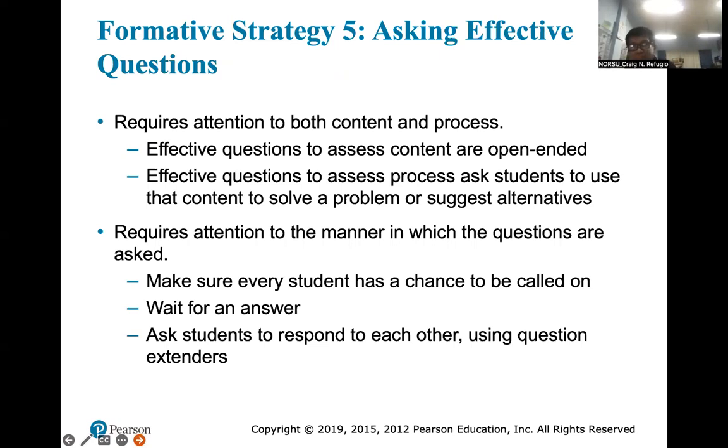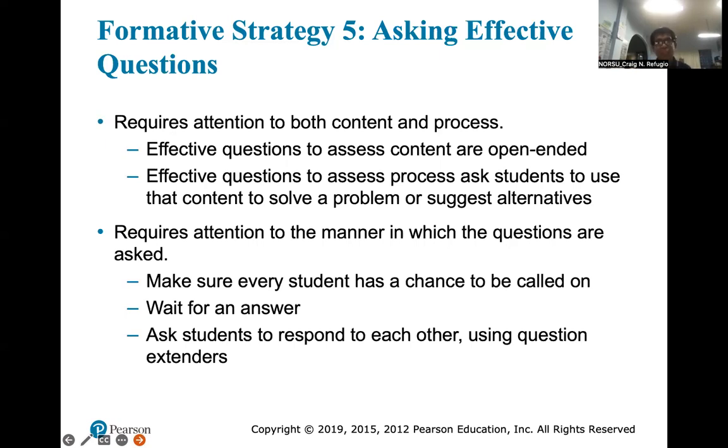Formative strategy number 5, asking effective questions. Require attention to both content and process. Effective questions to assess content are open-ended. Effective questions to assess process ask students to use that content to solve a problem or suggest alternatives. Always emphasize what kind of strategy are you going to use and what are the alternatives. No? Suggest some alternatives. Because there might be some cases that what you impose could not be realistic from the perspective of the student. So you are going to suggest alternatives.